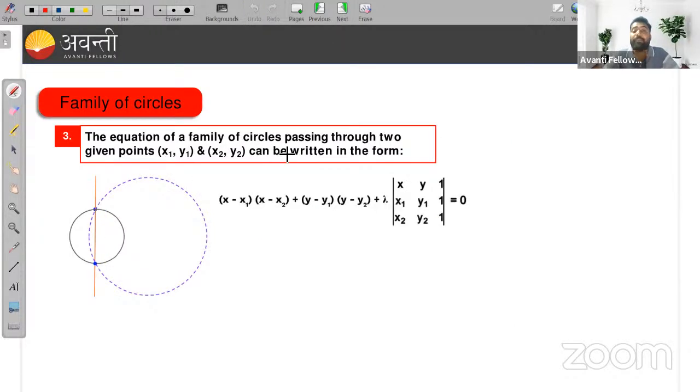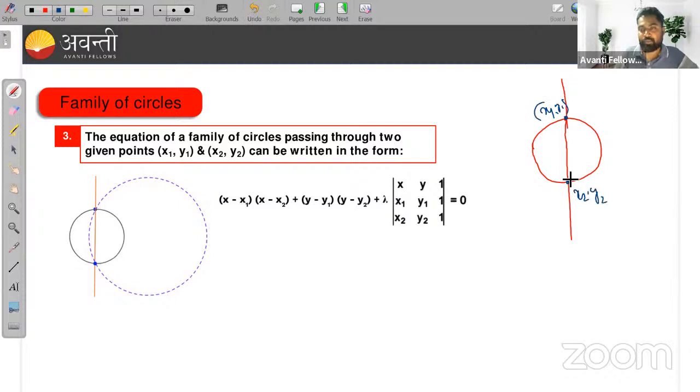What is the equation of a family of circles passing through two given points x1 y1 and x2 y2? Suppose you have a circle like this and you have a line which represents the diameter of the circle. And these 2 points are x1 y1 and x2 y2. Passing through these 2 points, how many circles can you create? That is called my family of circles.